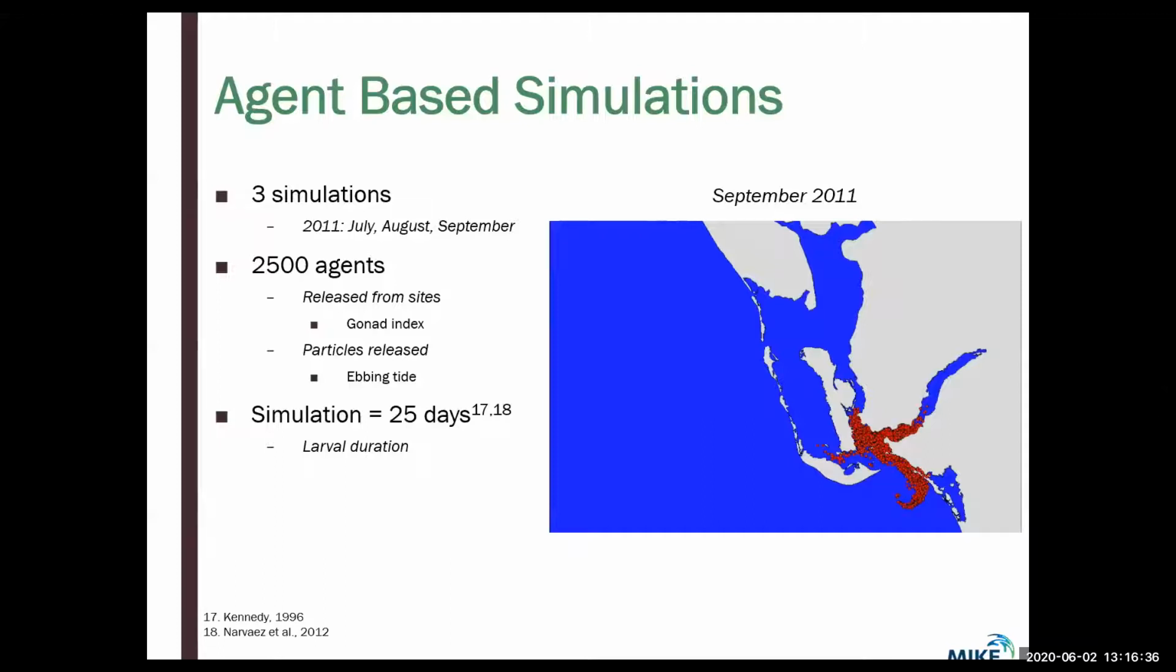Since we didn't know the exact timing of larval release or on what tidal cycle they were being released, we released the agents during an ebbing tide because this would provide kind of the worst case scenario for larval retention within the estuary. And then finally, the simulations were conducted for a total of 25 days, which is typical of a larval life cycle. Next slide, please.